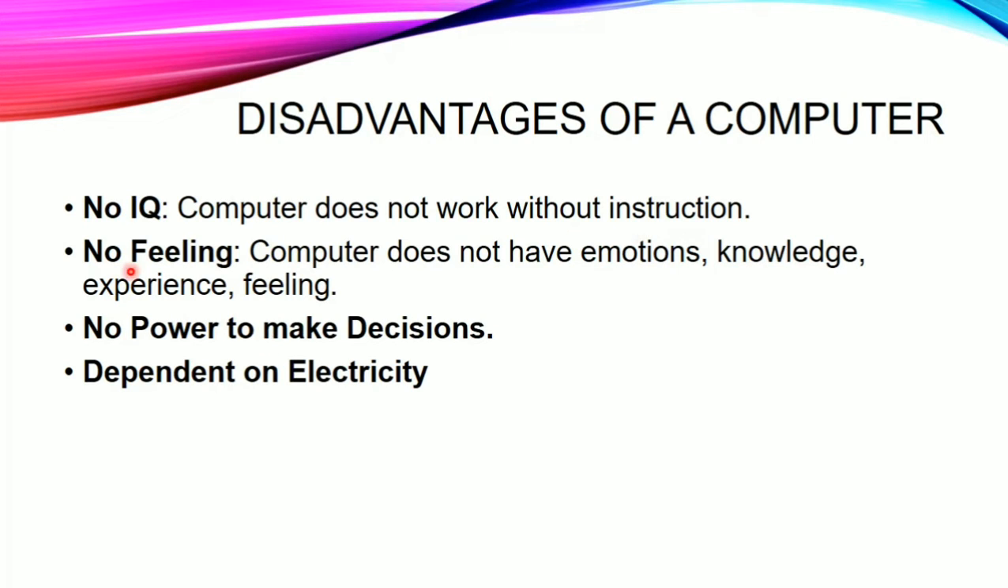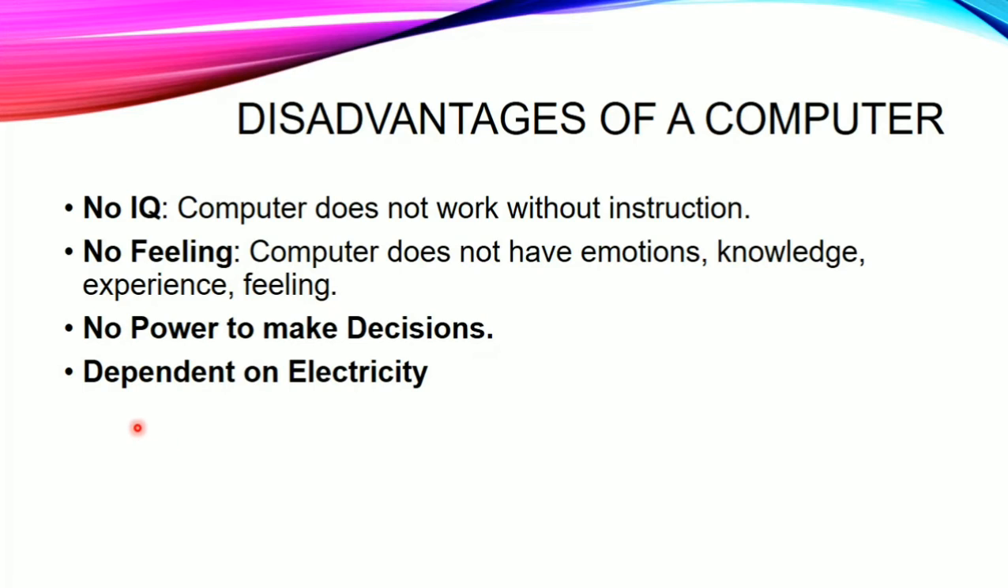Next is no feeling. A computer does not have emotions, knowledge, experience or feeling. Because it's a machine, it cannot understand our feelings or our emotions. Let's say you are feeling tired or bored, your computer will not be able to understand your situation. Next, no power to make decisions. Because it is an electronic device, it cannot make decisions on its own. It always needs user assistance.